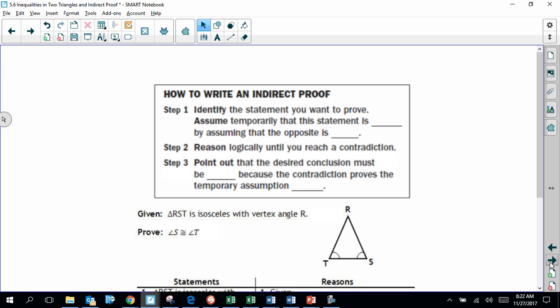So now we're going to talk about how to write an indirect proof. The first thing that we want to do is identify the statement that we want to prove and temporarily assume that it's false by assuming that the opposite is true. So now we're going to reason logically. We're going to use our deductive reasoning like we would in a normal two-column proof, as one logical statement leads to another, and then at some point identify that there's a contradiction somewhere. And because there's a contradiction, the assumption that we made about the statement being false can't happen. Therefore, the statement itself must be true.